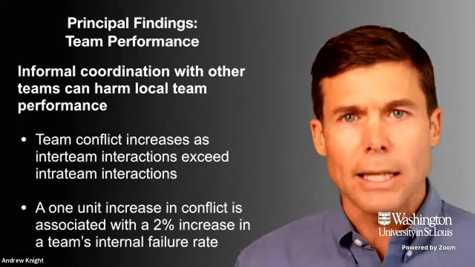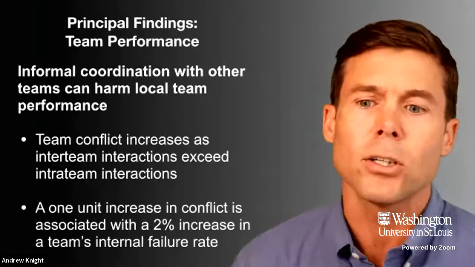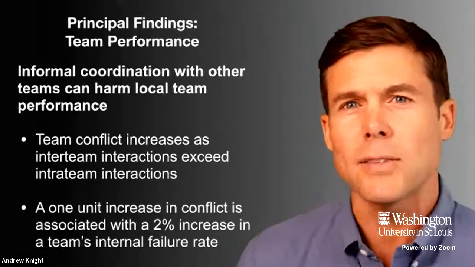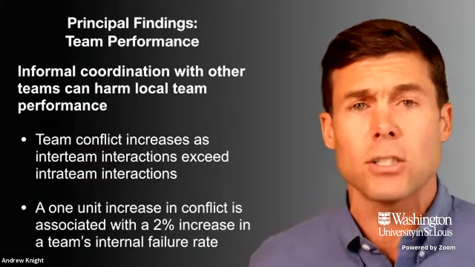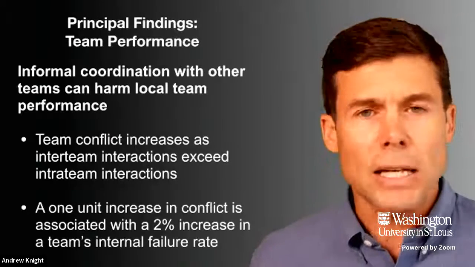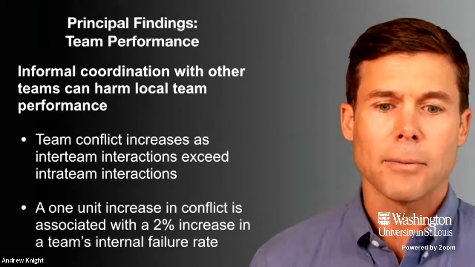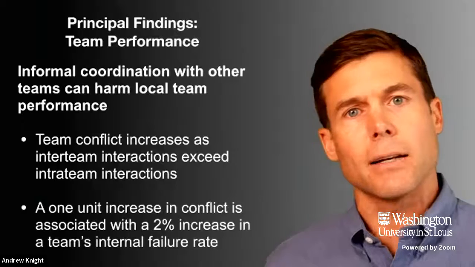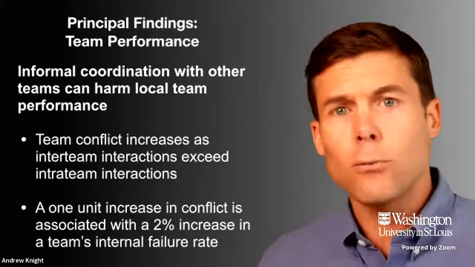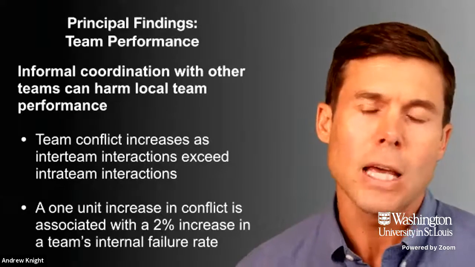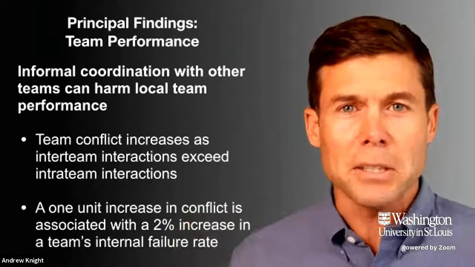Specifically, a 1 unit increase in conflict, which in this context was just about a standard deviation, was associated with a 2% increase in a team's own internal failure rate. Now, a 2% defect rate for an engineered machine is highly, highly problematic. And so what this means is that a very well-meaning intention to improve system coordination by informally communicating and coordinating with others can actually undermine your own team's performance. There is no free lunch.